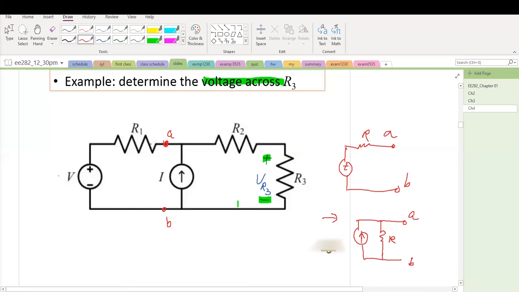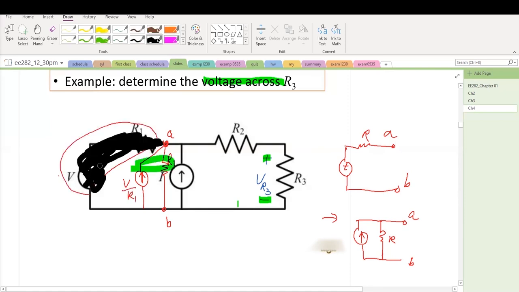And this resistor R1. After converting, it can be converted into, I'll draw it here, a current source in parallel with R1. The current source current is V divided by R1. In this case, this portion is gone. I have the same terminal, this terminal A, this terminal B. Now it becomes a current source in parallel with a resistor, the same resistor R1. So this is the source transformation.